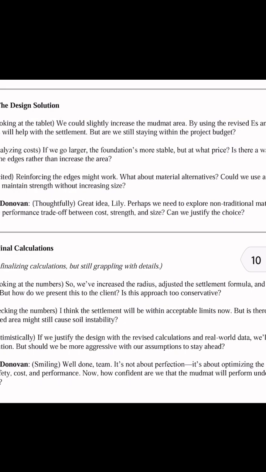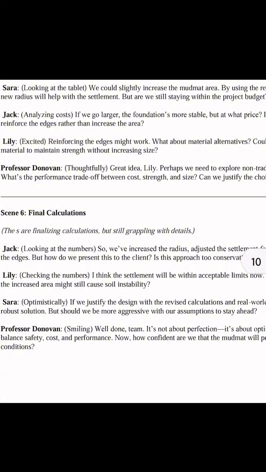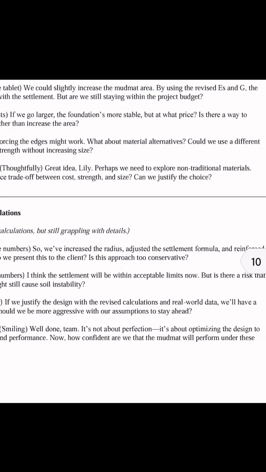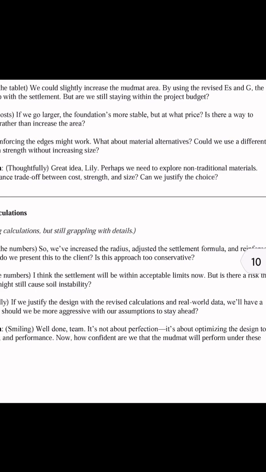Reinforcing the edges might work, but what about the material alternatives? Could we use different material to maintain the strength without increasing size? Perhaps we need to explore non-traditional materials. What's the performance trade-off between the cost, strength, and size? Can we justify the choice?